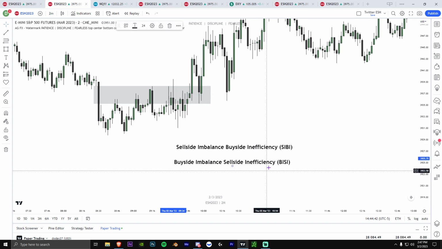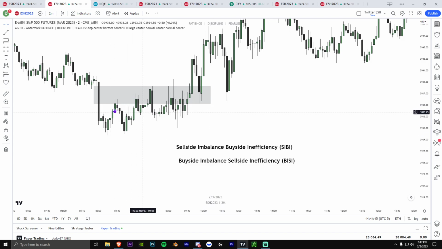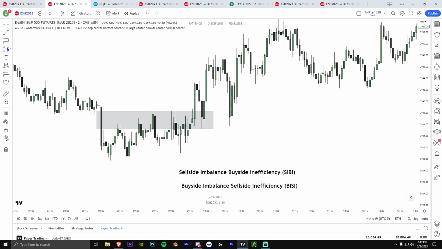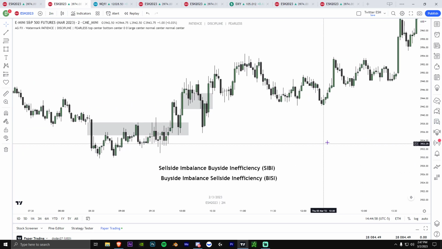So this is a SIBI, and something like this would be a BISI. Why would this be a BISI? Well, it's a buy side imbalance, sell side inefficiency. This is just another name for a fair value gap.